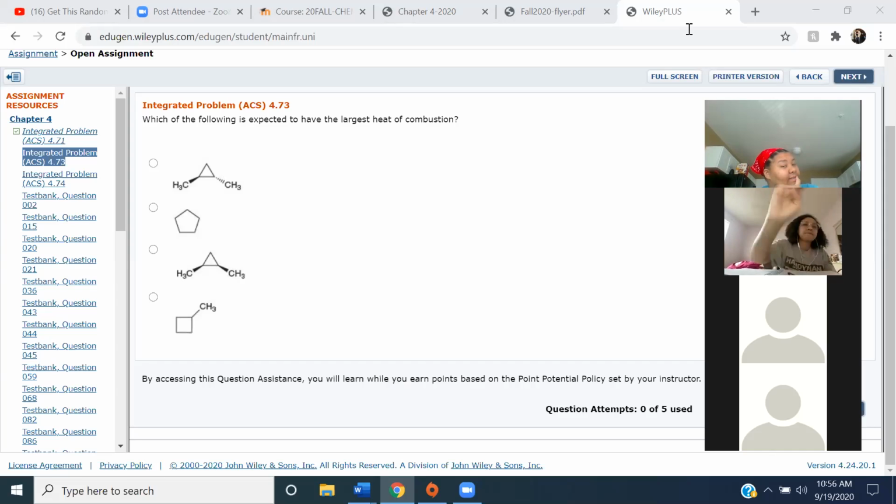The one with the dark triangle and the dotted is trans. The one with both dark triangles is cis. There's nothing on the cyclohexane, so I wouldn't expect that one to have the highest combustion. I'm gonna cut that one out, because it pulls up, that's exactly right.